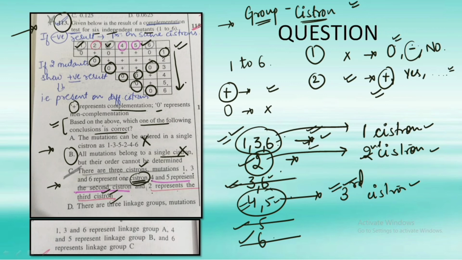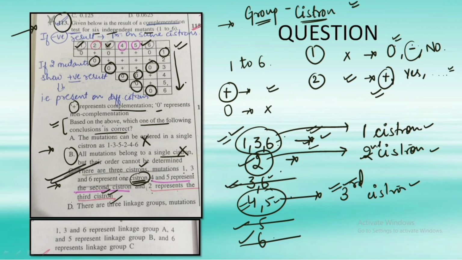It could be written that 1, 3 and 6 represent the first, 2 represents the second and 4 and 5 represent the third. This does not matter. All you have to find out is that there are 3 cistrons and the correct combinations of the cistrons. So we have the final answer as option C.